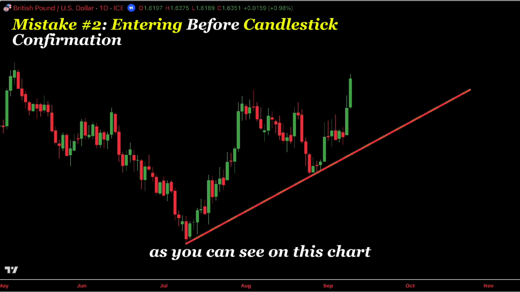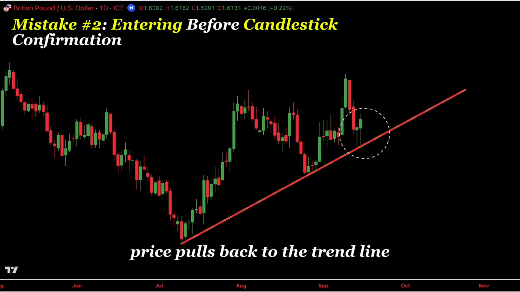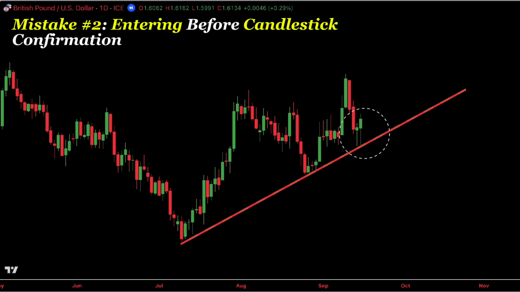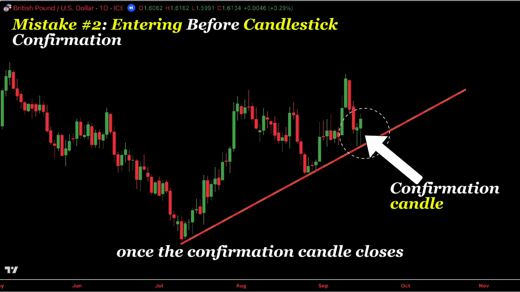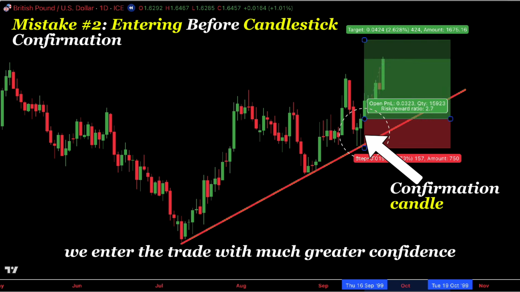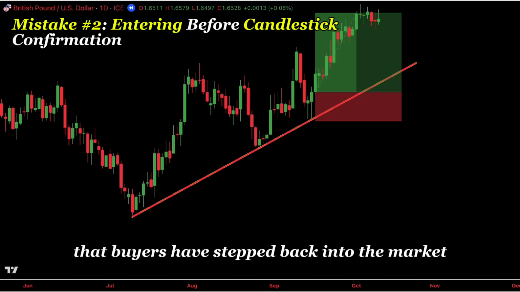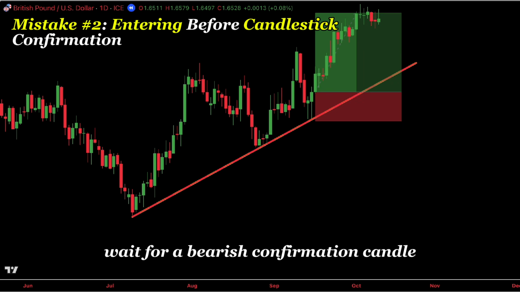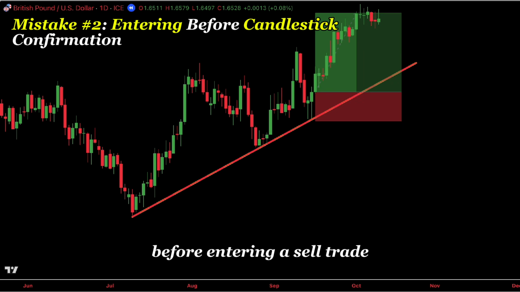As you can see on this chart, price pulls back to the trend line, but instead of buying immediately, we wait for a bullish confirmation candle. Once the confirmation candle closes, we enter the trade with much greater confidence that buyers have stepped back into the market. The same principle applies to bearish setups. Wait for a bearish confirmation candle before entering a sell trade.